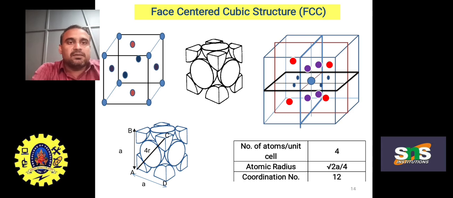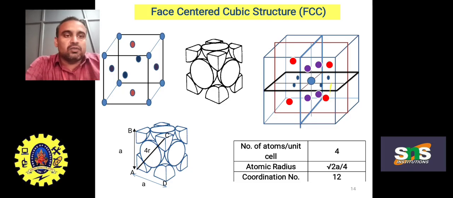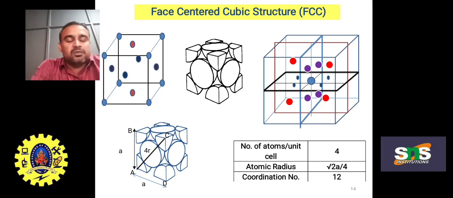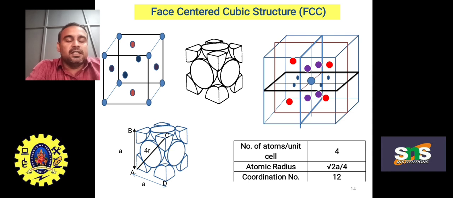Then atomic radius of FCC is a root 2 by 4. Coordination number of FCC atom, the surrounding plane 4, then upper level and lower level 4 plus 4, finally value equal to 12. Then the packing density of FCC is equal to 0.74. That means 74% of the volume is occupied by the atoms, then the remaining 26% is vacant. So these three are the important lattice parameters, the possible types in the cubic system. So in the cubic, there are three possible types: the first one is simple, then BCC and FCC.